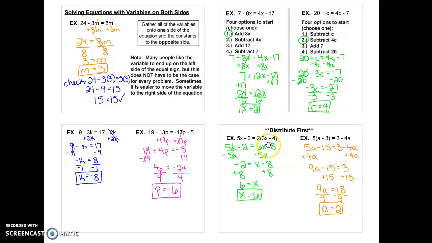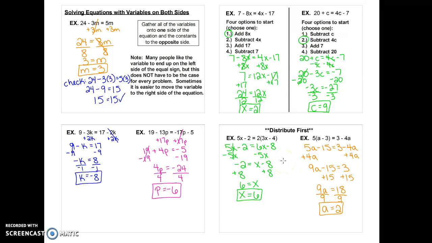Okay? So I have a whole number being multiplied into these parentheses, so my first step has to be to distribute. So my 5x minus 2 on my left side just gets carried down. I distribute that 2 in. So 2 times 3x becomes 6x. 2 times negative 4 is a negative 8. Now this is exactly the same as the previous problems.